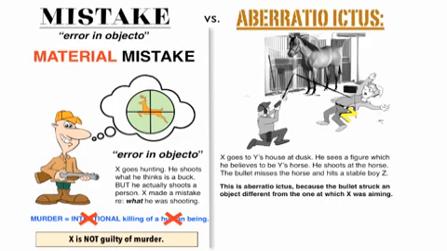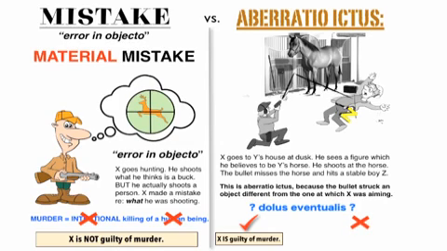Now the question is whether X had dolus eventualis. If he foresaw the possibility that he might miss and kill somebody else, he will be said to have intention in the form of dolus eventualis, and he will be guilty of murder. If he did not foresee this and did not reconcile himself to that fact, X will not have dolus eventualis and will therefore not be guilty of murder.